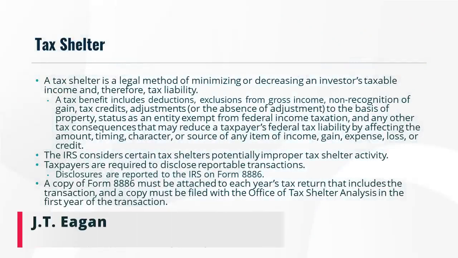We mentioned tax shelters around preparer penalties, but what are tax shelters? Generally speaking, these are tax positions which ultimately lower tax liabilities. Tax shelters may be classified as reportable transactions which need to be disclosed on Form 8886.